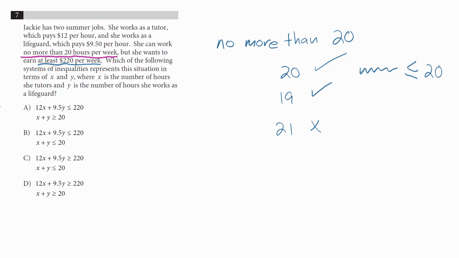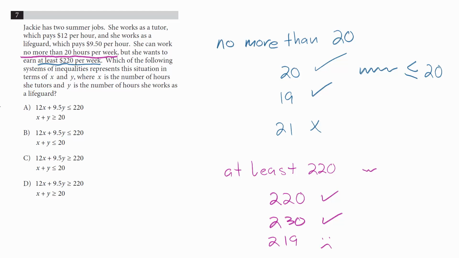For how much money she wants to make, this one should be rather intuitive. She wants to earn at least 220. If she makes 220, she's happy. If she makes 230, she's happy. But if she makes 219, unhappy. So this means that whatever function comes up with how much money she makes, as long as it adds up to at least 220, or greater than or equal to 220, she's happy.